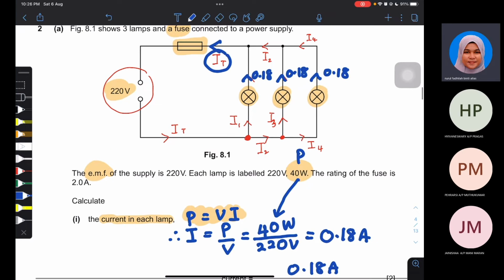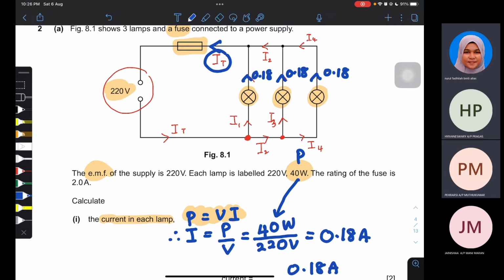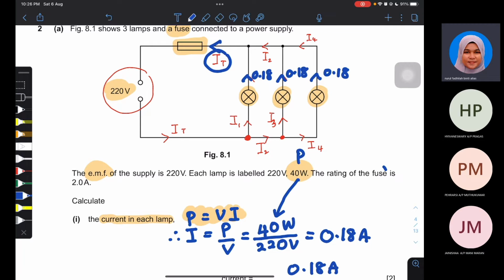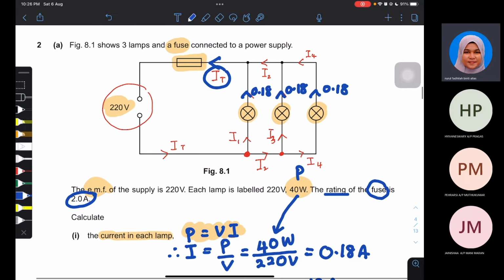Okay, tengok fuse ni, soalan ni. Susah sikit soalan ni. Fuse tu, dia ada rating. Okay, so you kena tahu juga tentang fuse. Fuse ni, what's the rating? 2 amps. Maksudnya, do you know what is the function of fuse? Siapa tahu? What is the function of fuse?